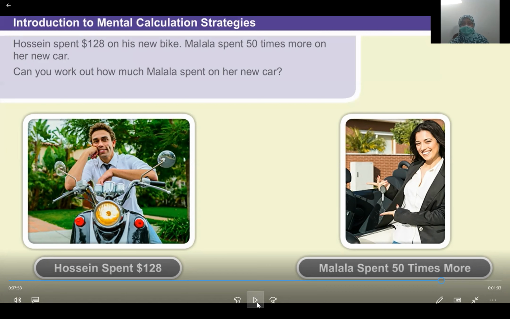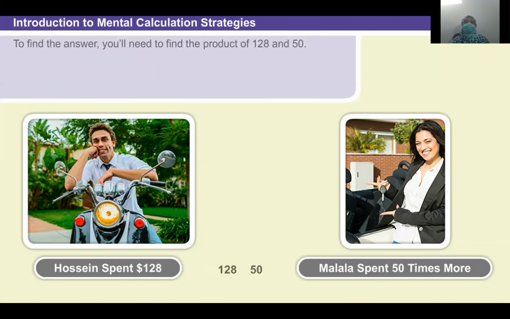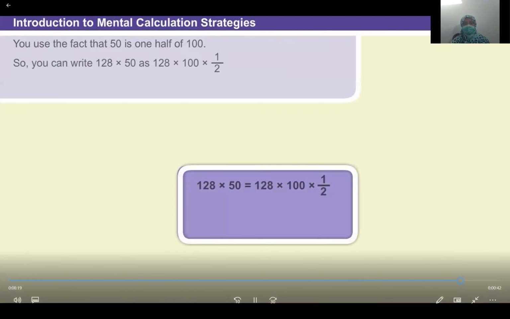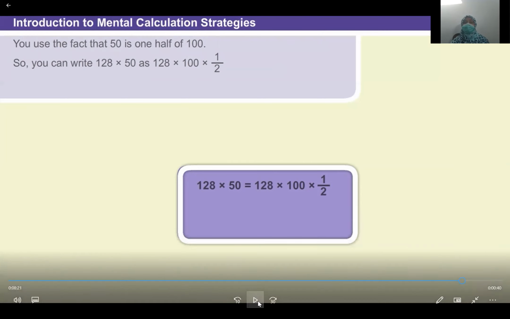What I said before, if you're finding times, it means multiplying. So what will you multiply here? 128 multiplied by 50. So you will be just multiplying these two. And how will you multiply by 50? Here, using the mental calculation method, it is easy to find. Before multiplying by 50, just multiply by 100. It is easy for you, is it? So first you have to multiply by 100. Then, the next step, find the half of the answer you have got.